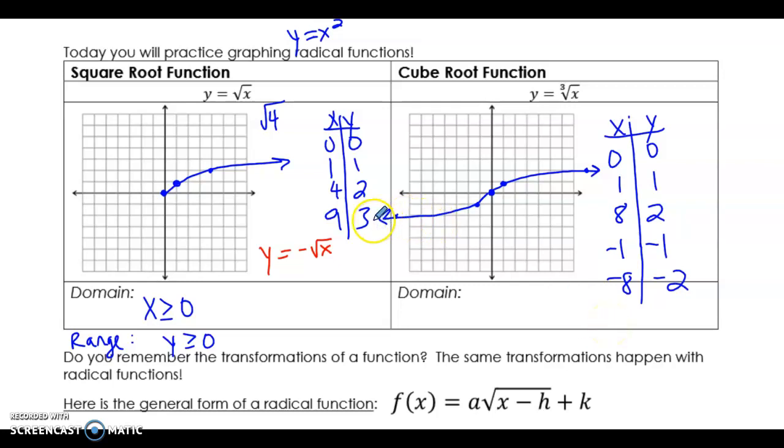This time the domain, as I go left to right, what can x be? As I'm moving left to right, x can be any number. So we can say all real numbers, all reals.